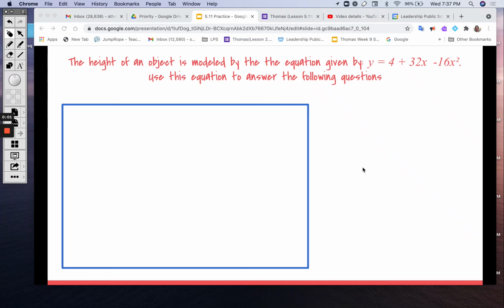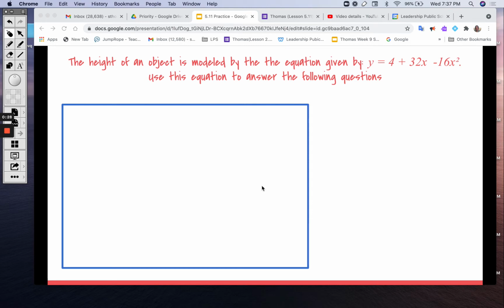Okay, so it says the height of an object is modeled by the equation given by y is equal to 4 plus 32x minus 16x squared. Use the equation to answer the following question. So what questions are we answering? Well, find the y-intercept of the graph. Also, does the graph open upward or downward? And then will the graph have a maximum or a minimum function?